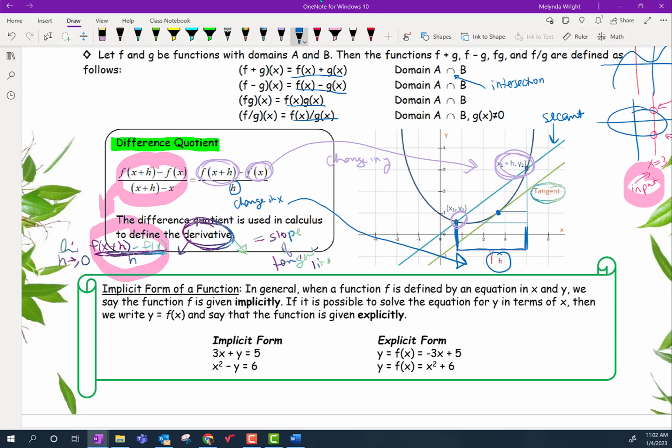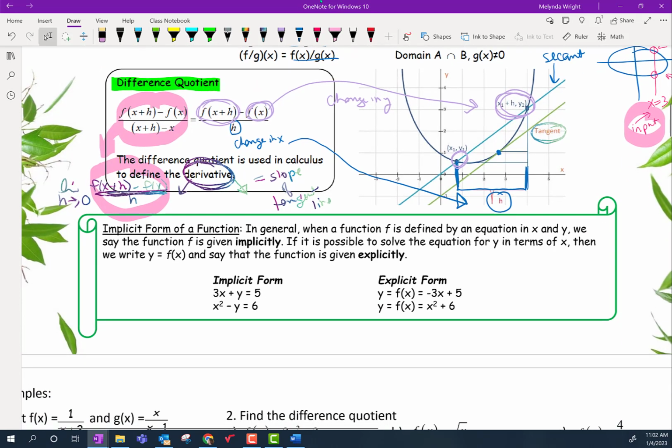The other concept that I want to talk about before we move to the examples is implicit versus explicit form. This is another thing that we use in calculus quite frequently. Let's talk about how we tell them apart. What we're used to is the explicit form of the way equations or functions are written, like y equals negative 3x plus 5. That should be kind of normal. That's what we're normally used to.